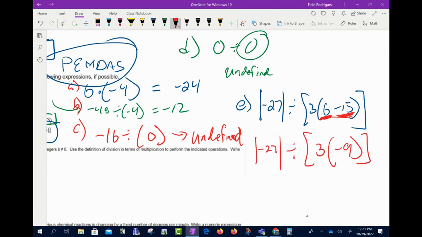Okay. Still got to deal with some parentheses here. So we're going to deal with that. I got these brackets and these parentheses. So 3 times negative 9, y'all, is a negative 27.